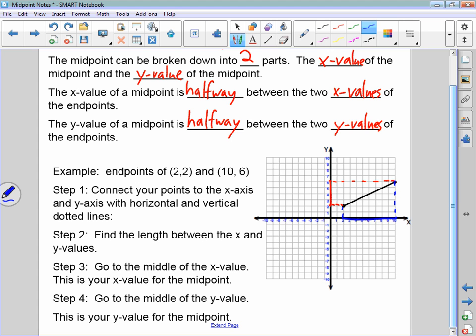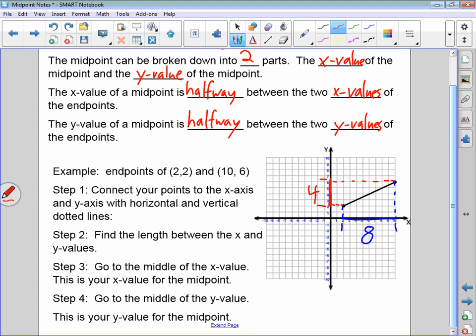The x length was from 2 to 10, so that makes this an 8. The y values were between 2 and 6, so they are 4. It has a length of 4.